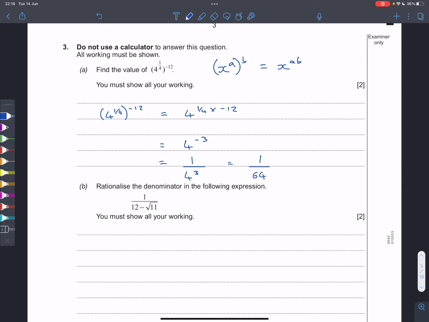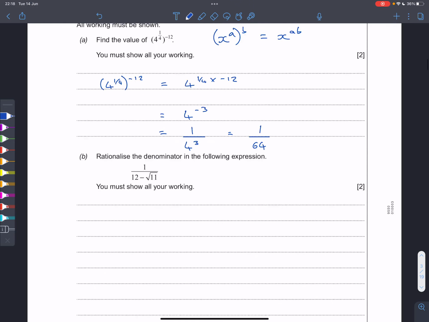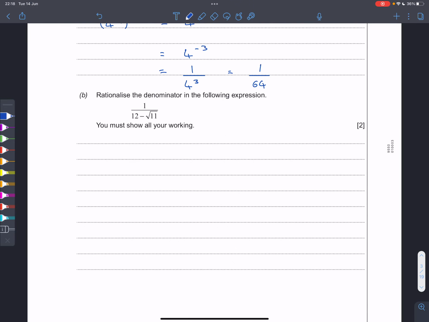Okay, part B. Rationalize the denominator in the following expression. If we want to rationalize it, that means we don't want any irrational values on the denominator. So we need to get rid of this root. The way we can do this is by using equivalent fractions.